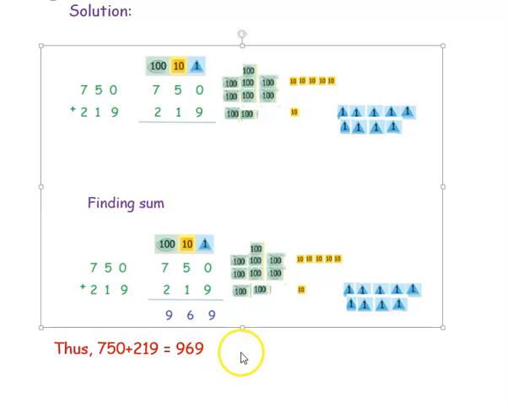Hope you have understood how to add two 3-digit numbers or two 2-digit numbers very easily using this method. Thank you for watching the video.